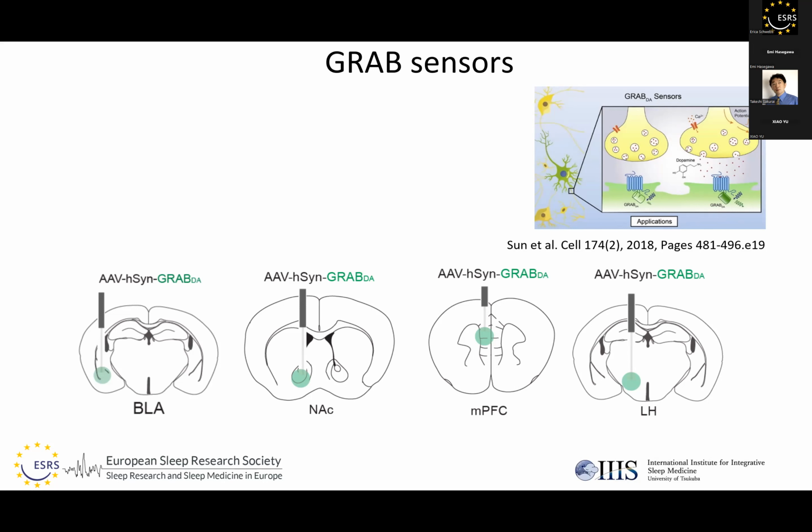In order to perform our examination, we expressed the GRAB-DA sensor in the basolateral amygdala, BLA, nucleus accumbens, and the medial prefrontal cortex and lateral hypothalamic area of mice by injecting adeno-associated viral vectors carrying GRAB-DA into these designated regions and implanted optical fibers in these corresponding regions to monitor fluorescence to examine the relationship between extracellular levels of dopamine in these regions and each transition between sleep and wakefulness states.